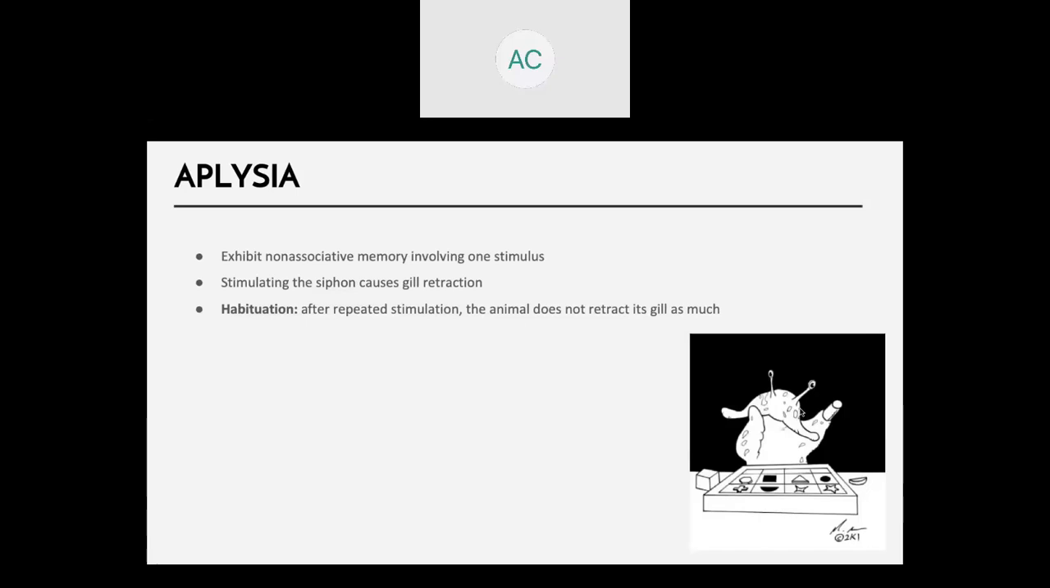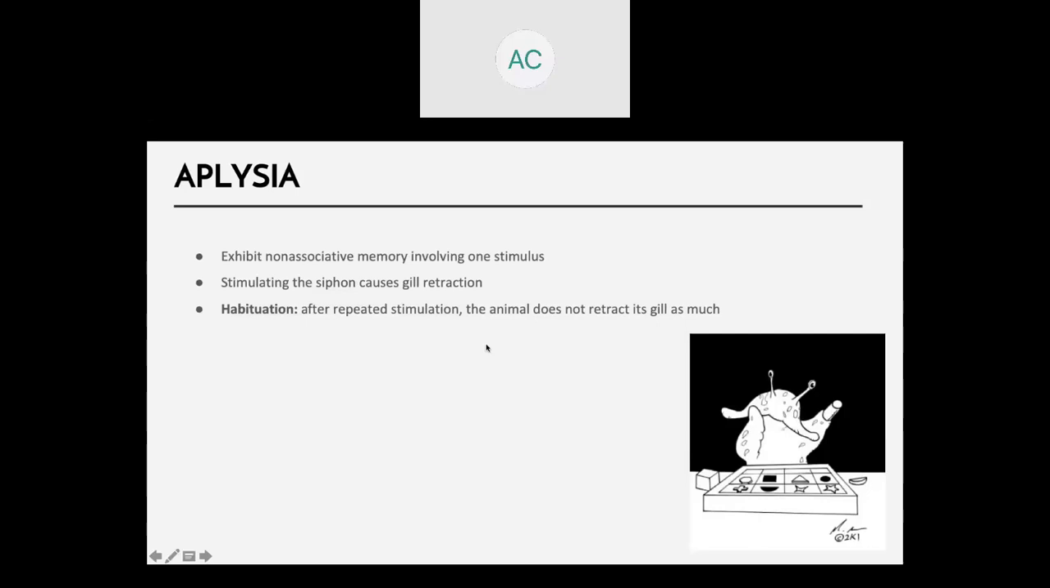So on the back of the animal, they have a little gill and they have a siphon. Normally, if you touch the siphon, I think Kandel did it with a paintbrush, or if you squirt water on it, then their gill retracts, and it's just a reflex. But if you repeatedly stimulate the siphon, then the animal doesn't retract its gill as much. Now, these are very simple animals. It's not something conscious. It's just called habituation.